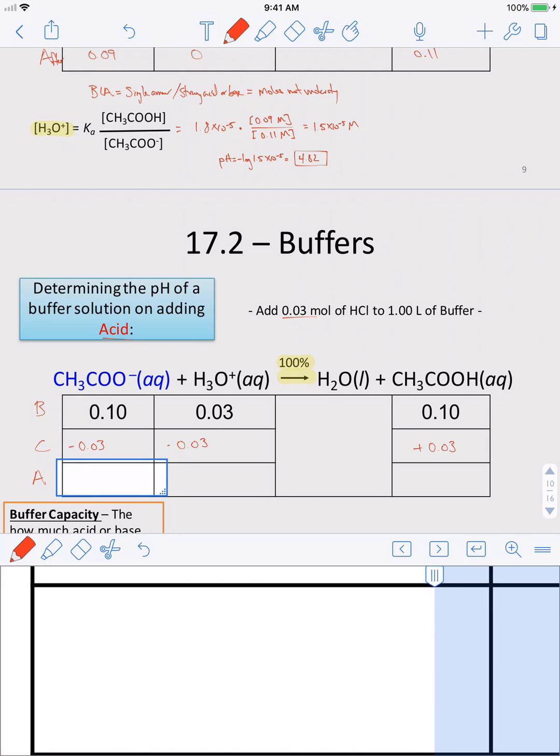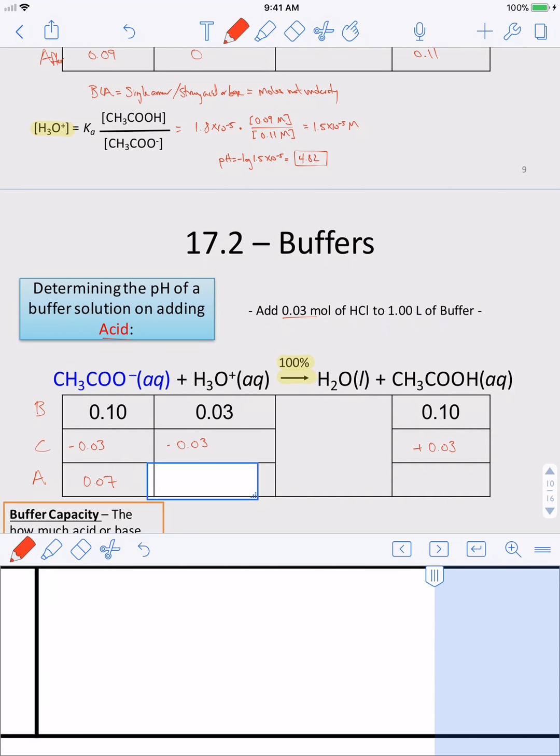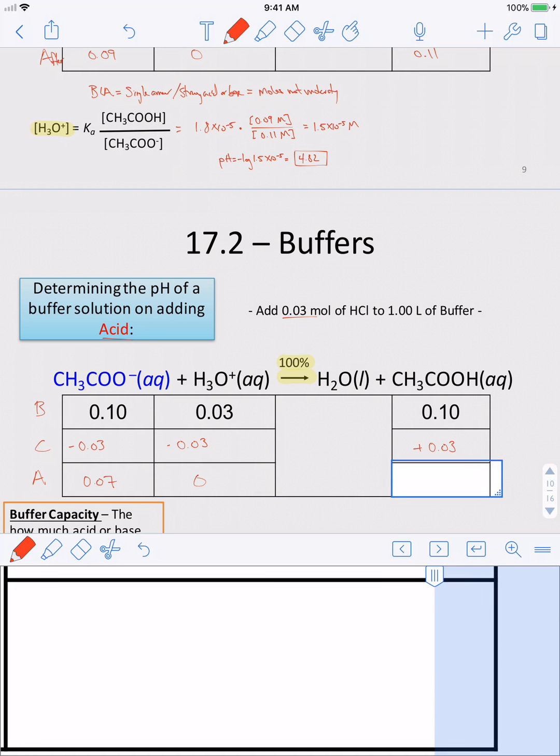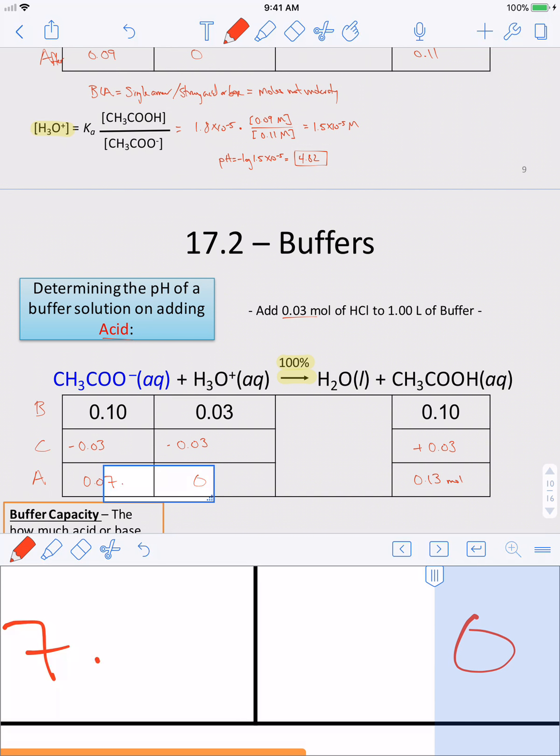So now we have 0.10 minus 0.03, which is 0.07. I'll just write that, sorry. And here, all of it went away, so it's 0. And here we have 0.1 plus 0.03, so 0.13. Again, these are all moles. Keep that in mind, moles.